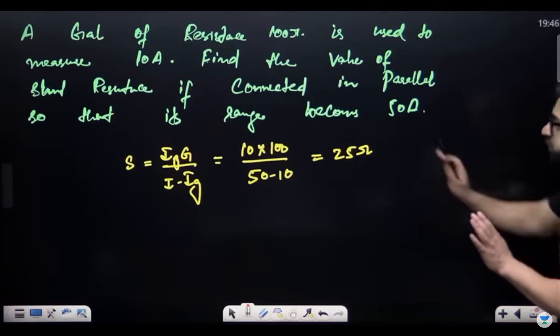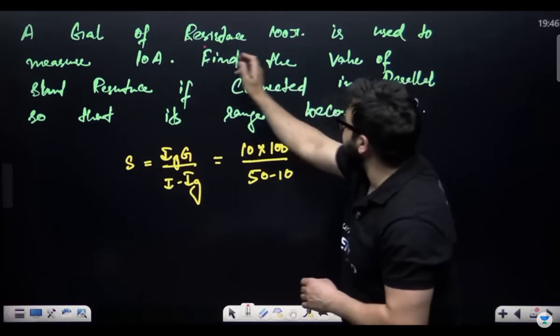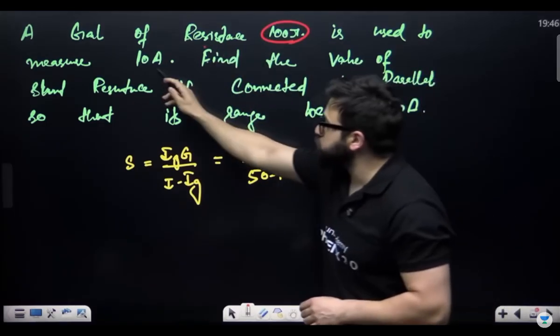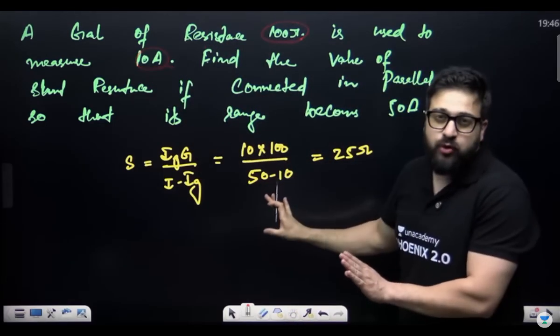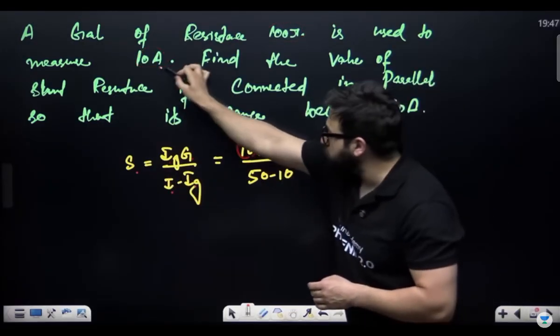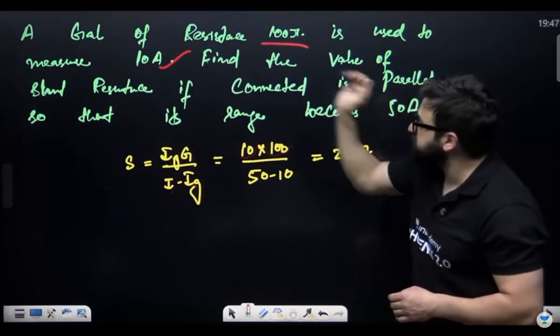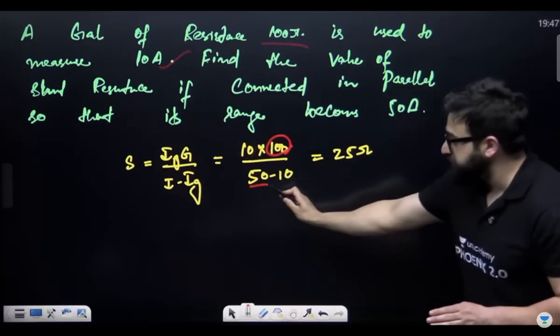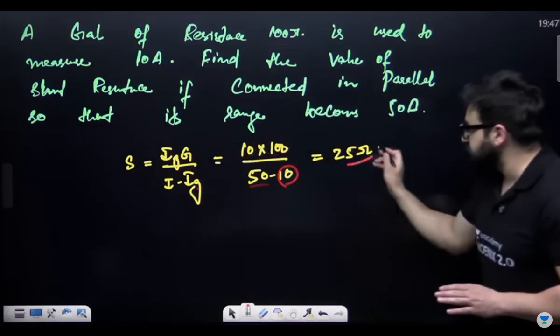Now there is a question which was asked over here. You are given a galvanometer which has resistance 100 ohms, used to measure 10 ampere current. Basically you are supposed to find the value of shunt in the ammeter. Shunt is Ig into G upon I minus Ig. I is given over here as 10 ampere. G is the resistance of the galvanometer, that is given as 100 ohms. And then net current is 50 ampere minus 10 ampere, I minus Ig. So this came out to be 25 ohms.